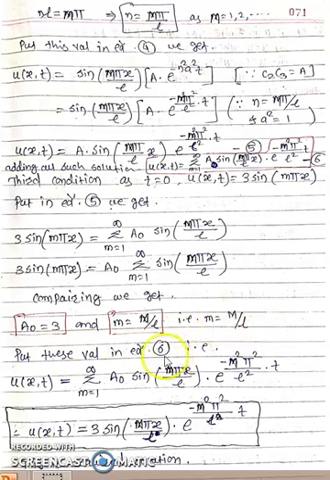So put this value in equation number 6. We get u(x,t) equals summation 1 to infinity a0 sin(mπx/L) into e raised to minus m² π² t by L². So this is the required solution of the given equation. Thank you.